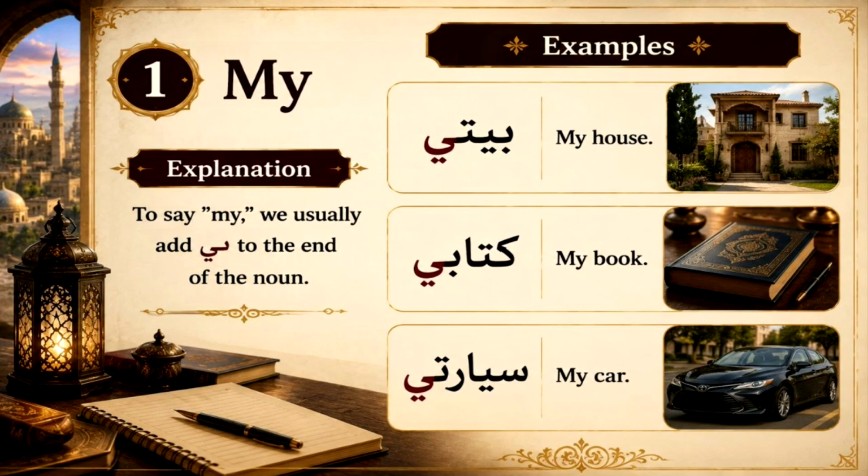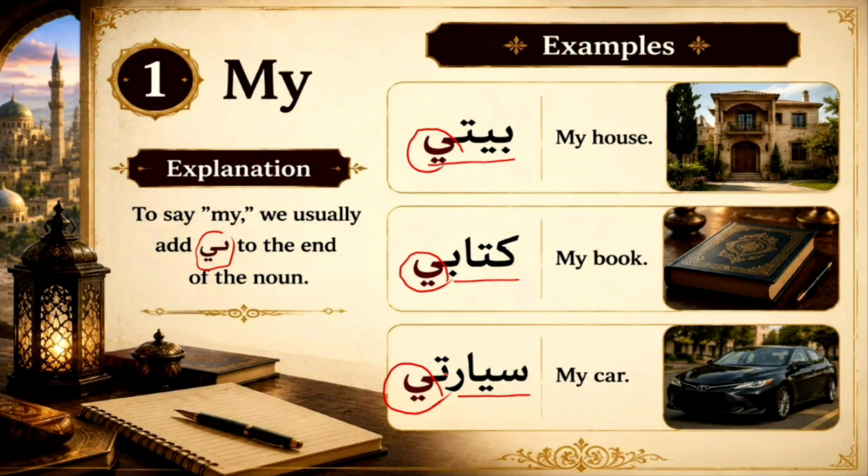To say my, we usually add ya to the end of the noun. For example, bait, baiti, my house. ktabi, سيارتي. The ending ya tells us that the noun belongs to me.